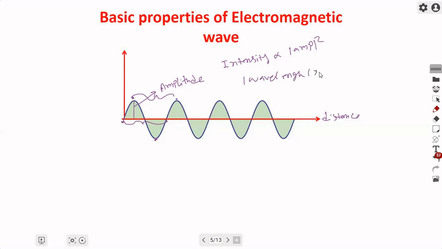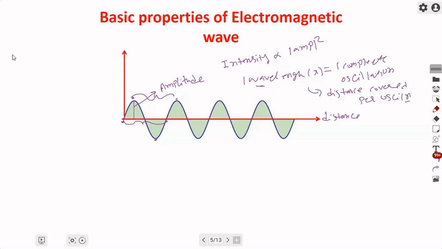One wavelength, lambda, equals one complete oscillation. So wavelength is the distance covered per oscillation.